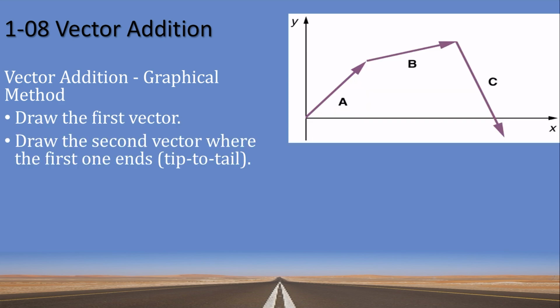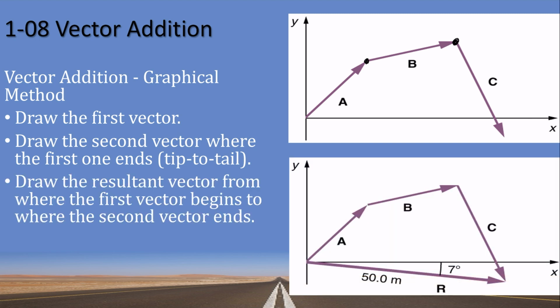How can we add vectors, though? Well, there are two ways. Here's the graphical method. You draw the first vector. And then you draw the second vector where the first one ends. So vector A ended there, so then we draw vector B. Vector B ends there, so then we draw vector C. Call it tip to tail.